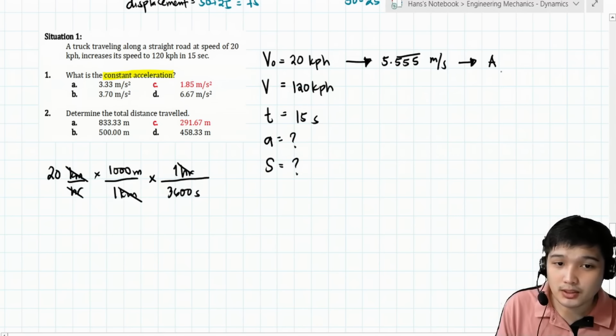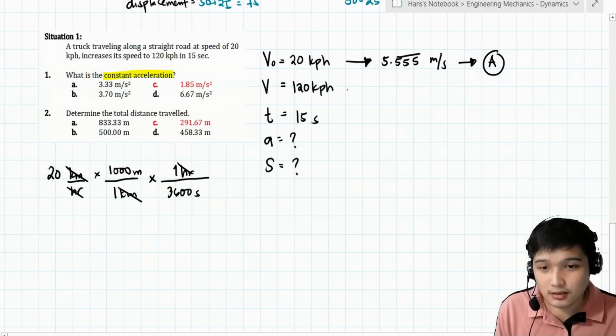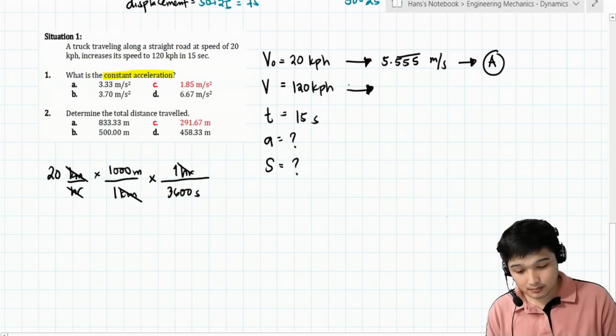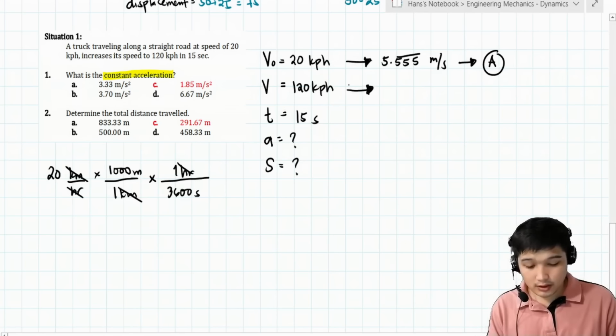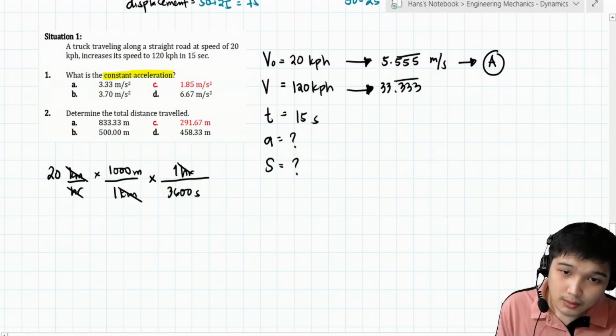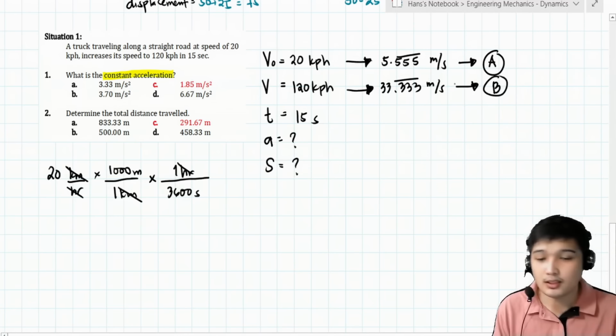Let's say, for example, sa A. Okay? So, this one, kayo na lang gumawa. Divide mo na lang ng 3.6. So, this one is 33.333. So, may bar. So, meters per second. So, store na lang natin ito sa B, sa calculator.